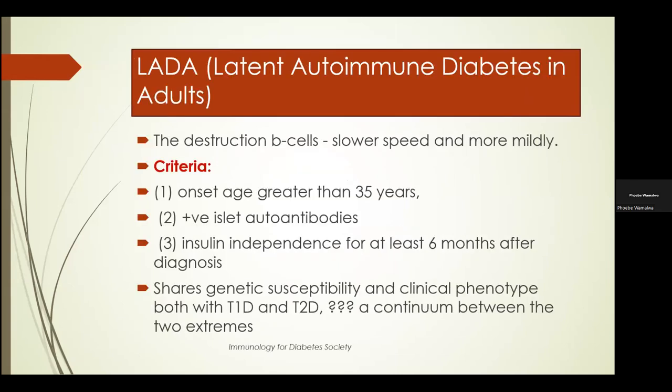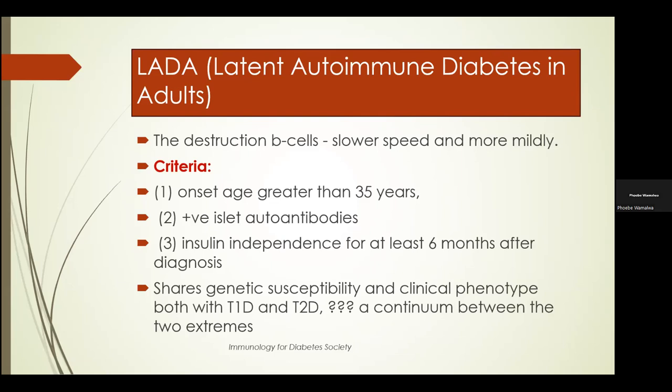Then we have what we call LADA, or latent autoimmune diabetes in adults. So what happens here is there's destruction of the beta cells, but the destruction has a lower speed and it's mild as opposed to type 1 diabetes. The criteria by the Immunology of Diabetes Society states that you can make a diagnosis of LADA when the onset age is greater than 35 years, you have positive islet autoantibodies, and insulin independence for at least 6 months after diagnosis. So meaning that you can put this patient on insulin and then after 6 months, you find that they may not require that insulin. However, it shares genetic susceptibility and clinical phenotype with both type 1 and type 2 diabetes, and one wonders whether it's a continuum between the two extremes.